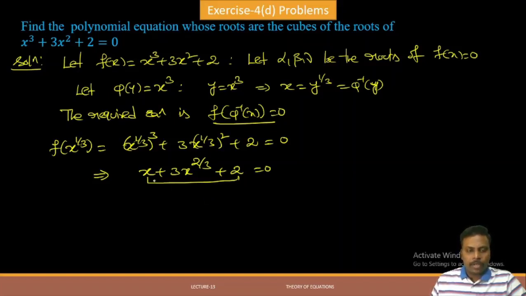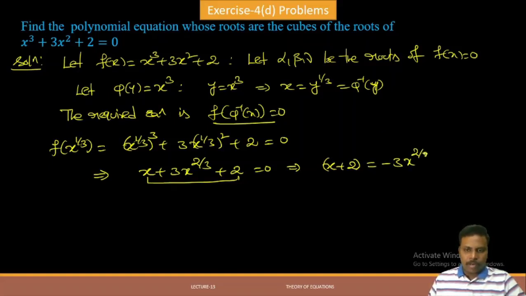Now we have to separate the terms and cube it in such a way that the powers of x are integers. Now let me do that here. I am separating the terms: x plus 2 and this is minus 3 into x to the power 2 by 3. Now in order to eliminate this rational power, what I will do, I will cube on both sides. Cubing on both sides.